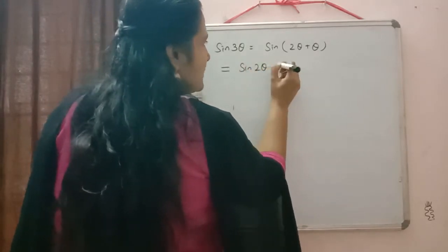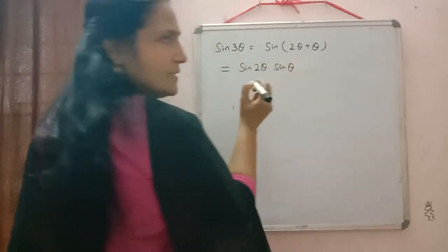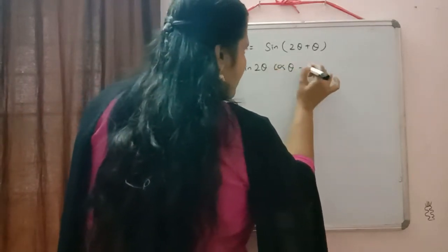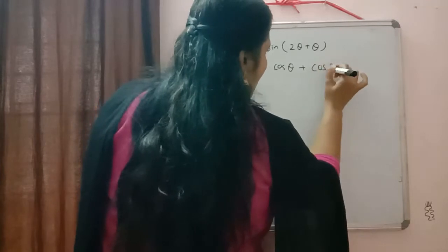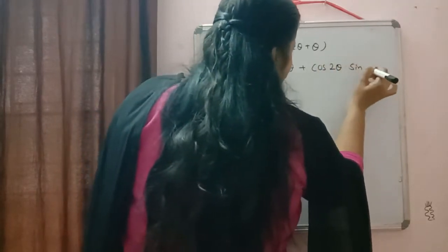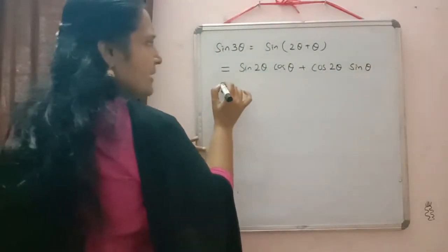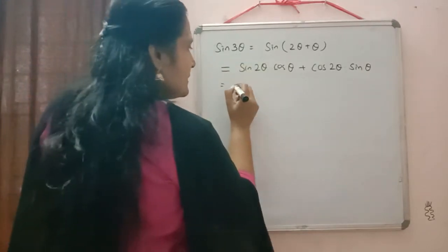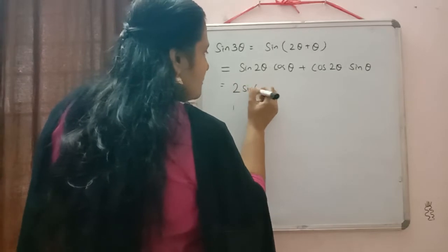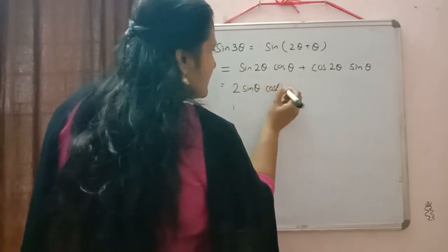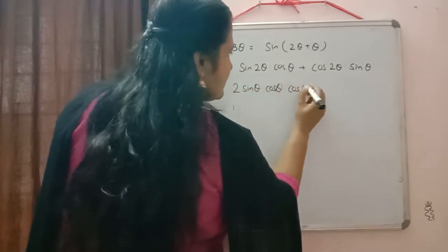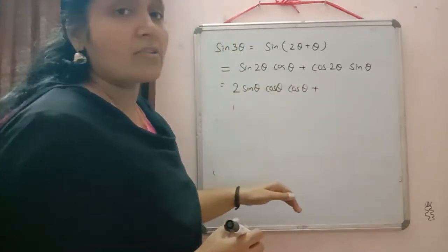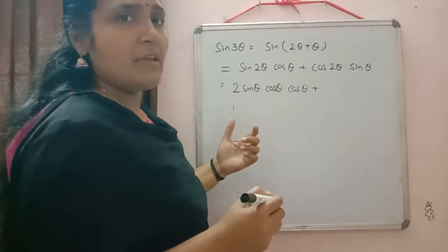So sin 2 theta into cos theta plus cos 2 theta into sin theta will come, using sin A cos B plus cos A sin B. Now once again we will write down what is sin 2 theta. Just now we wrote sin 2 theta is 2 sin theta into cos theta, and this cos theta is already there. Now so many formulas are there for cos 2 theta. Which formula will we use?